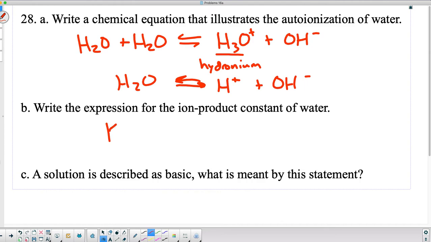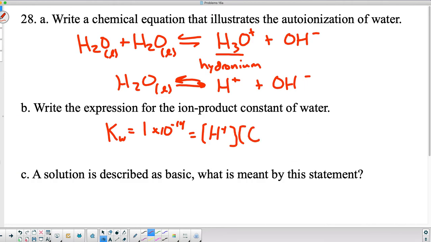So write the expression for the ion product constant of water. That's very simple. We know that Kw equals 1 times 10 to the negative 14th, and the actual expression looks like this, because all of these H2Os are liquids and do not show up. It's just the concentration of H plus times the concentration of OH minus, and that's 1 times 10 to the negative 14th.